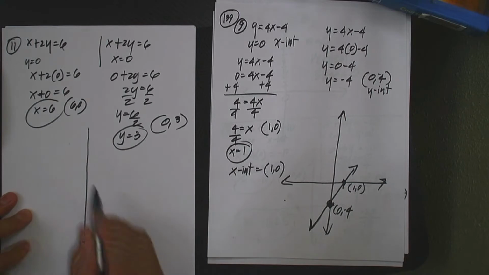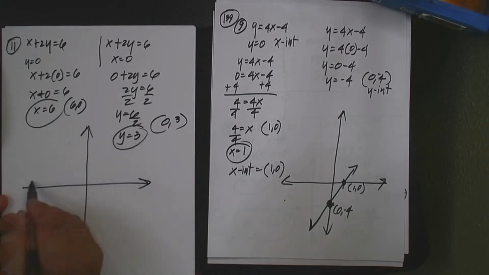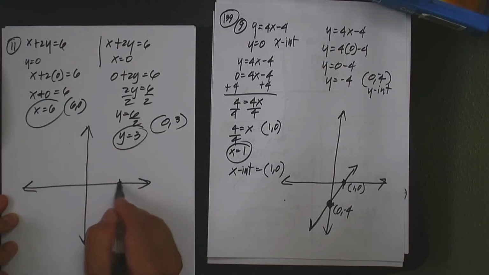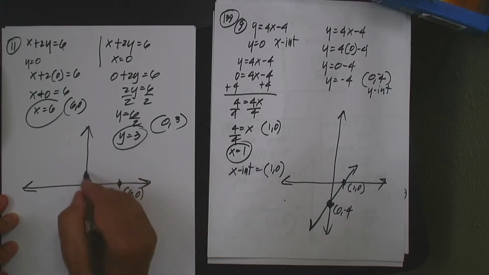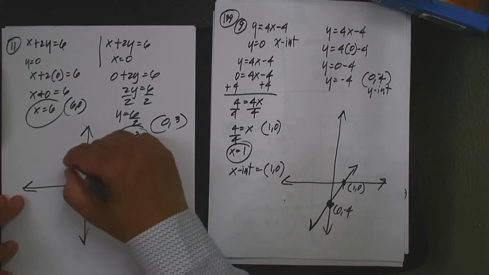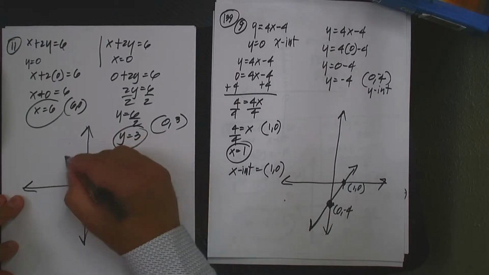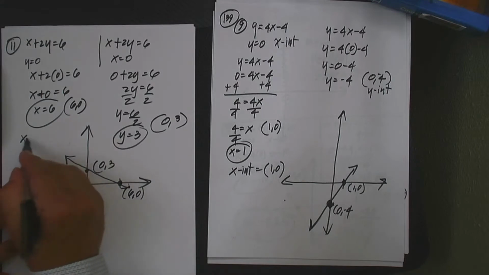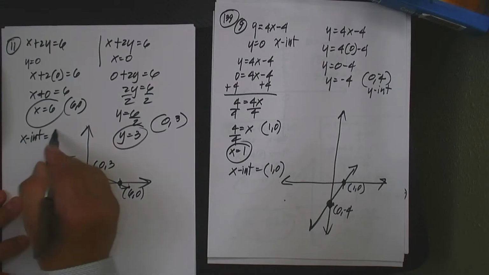When you graph that, you will get this one: 6 and 0. The other one is 0 and 3. Okay, that's it. Your x-intercept is 6.